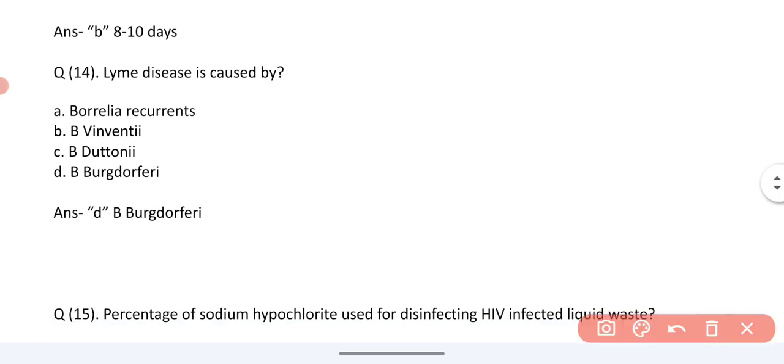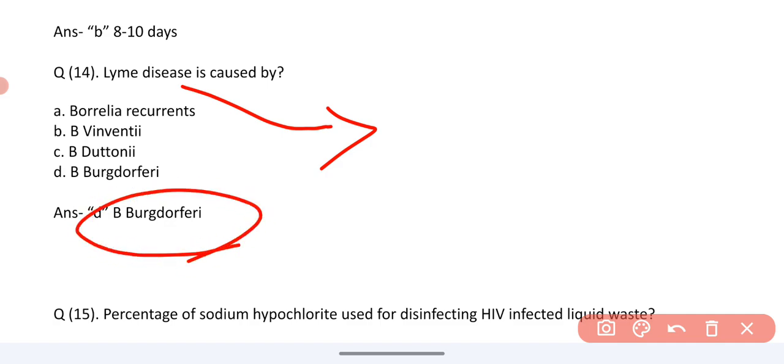And next one is Lyme disease. Lyme disease means immediately what should come into your mind? 2 things have to come into your mind. The first one is organism and second one is bull's eye rash. Most commonly these 2 questions are frequently asked in the examination. The first one is organism, Borrelia burgdorferi. This is the organism.